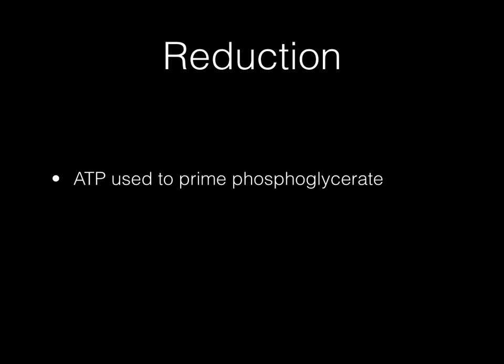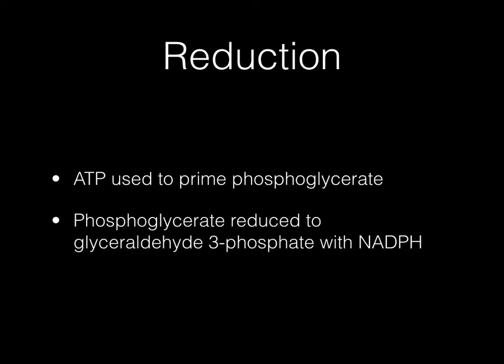So this is known as the reduction phase or reduction step. It's actually a couple of enzyme-mediated reactions. We're going to use that ATP first to phosphorylate phosphoglycerate, make it more reactive, so it's a priming reaction. And then that 1,3-bisphosphoglycerate is reduced to glyceraldehyde 3-phosphate. The electrons to carry out that reduction come from NADPH. So that's where all of the NADPH that's generated by the light-dependent reactions is used.